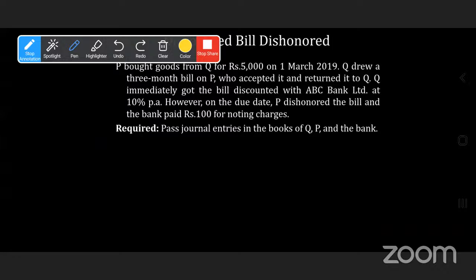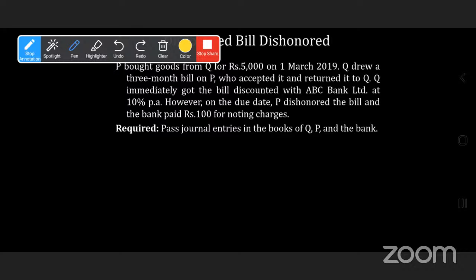Now, Q's account. What is the journal entry you have to write? March 1st, 2019: Q account debtor to Purchase account, goods purchased on credit. Next, Q drew a 3-month bill on P, who accepted it and returned it to Q. Q account debtor to bills payable account.